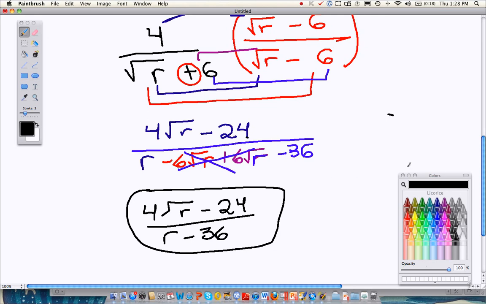Next, we'll talk about solving some equations and dealing with radicals that way.